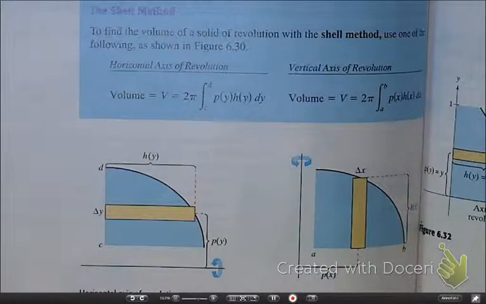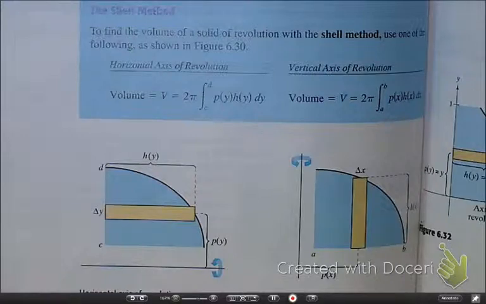Now, the formulas may remind you of your memory from last year using the disk method, but this is called the shell method. So we're essentially taking this rectangle and rotating it, however many rectangles we take, about the axis to get these different shells. And so we have two different options.